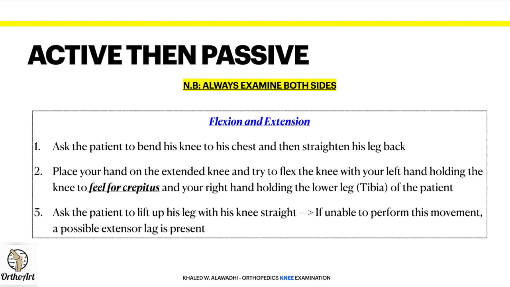In the knee there are always 2 movements: flexion and extension. Ask the patient to bend his knee to his chest, then straighten his leg while he's on the bed. Then place your hand on the extended knee and try to flex the knee with your left hand, holding the knee to feel for crepitus, and the right hand holding the lower leg at the tibia. Then ask the patient to lift up his leg with his knee straight. Don't forget that. If unable to perform this movement, it means there is a problem with the extensor mechanism, or an extensor lag is present. So you have to investigate.